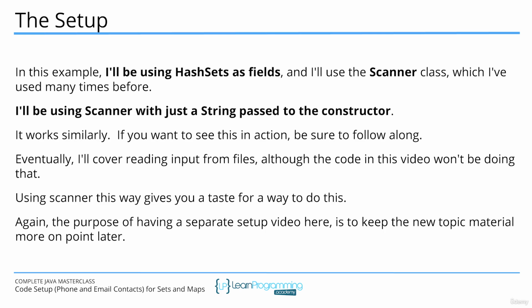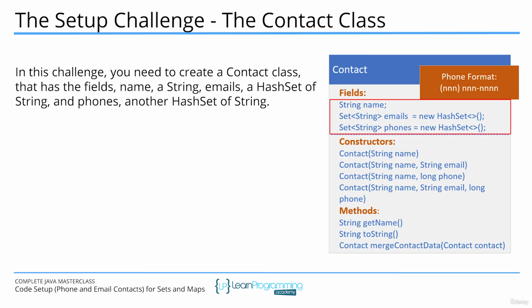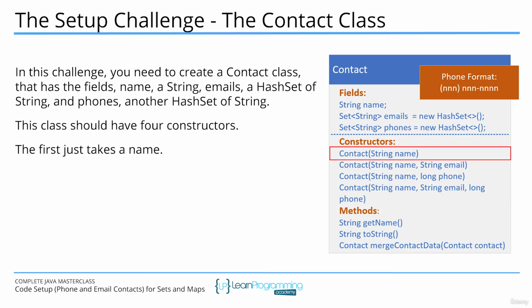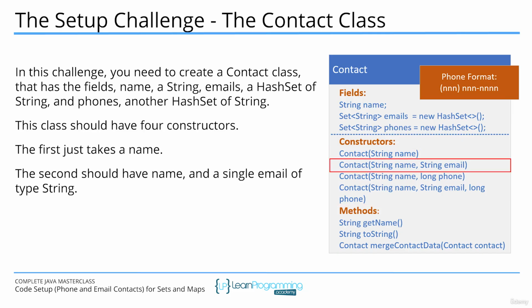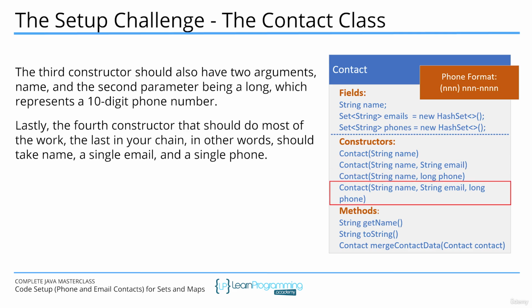In this challenge, you need to create a Contact class that has the fields name, a String, emails, a HashSet of String, and phones, another HashSet of String. This class should have 4 constructors. The first just takes a name. The second should have name and a single email of type String. The third constructor should also have 2 arguments, name, and the second parameter being a long, which represents a 10-digit phone number. Lastly, the fourth constructor that should do most of the work, the last in your chain, in other words, should take name, a single email, and a single phone.